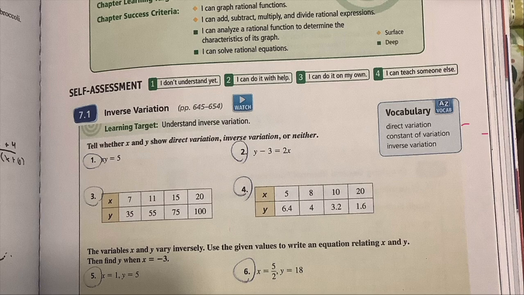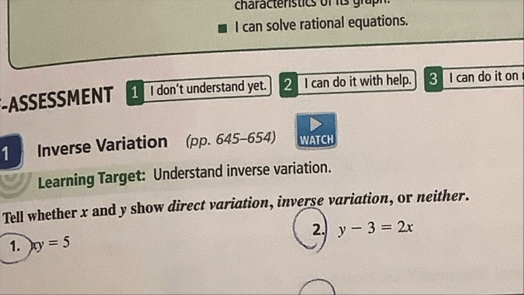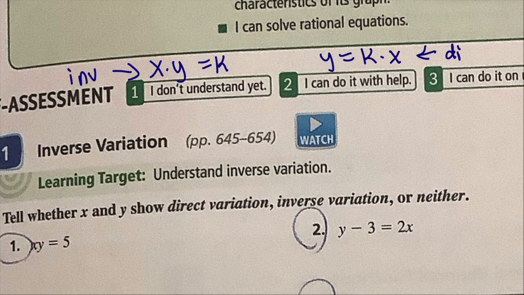So in the chapter 7 review, let's start with 7.1 about variation, direct or inverse or neither. There are some formulas that could be helpful to you. If you have x times y equals k, that is considered an inverse variation. If you have y equals k times x, that is considered a direct variation. So we can see very clearly problem number 1 is going to be considered an inverse variation.